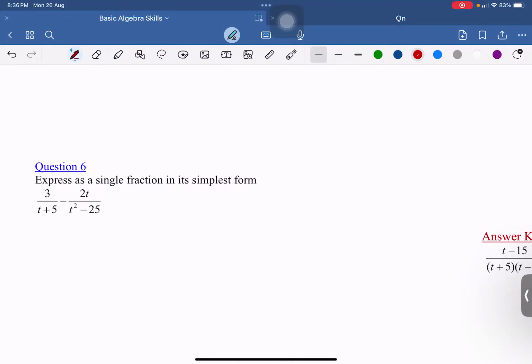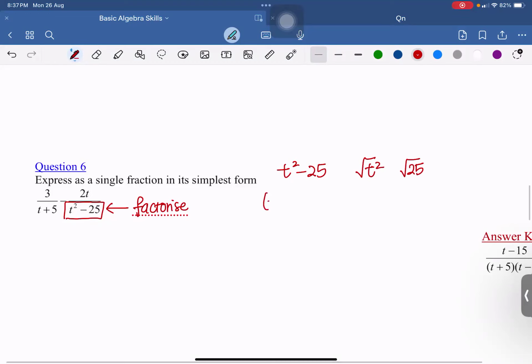Always check the denominator. Can you factorize the denominator? Can. What is this? This is t square minus 25. Always think carefully. Can I square root t square? Can I square root 25? Yes. So t square minus 25 becomes t minus 5, t plus 5. Correct.